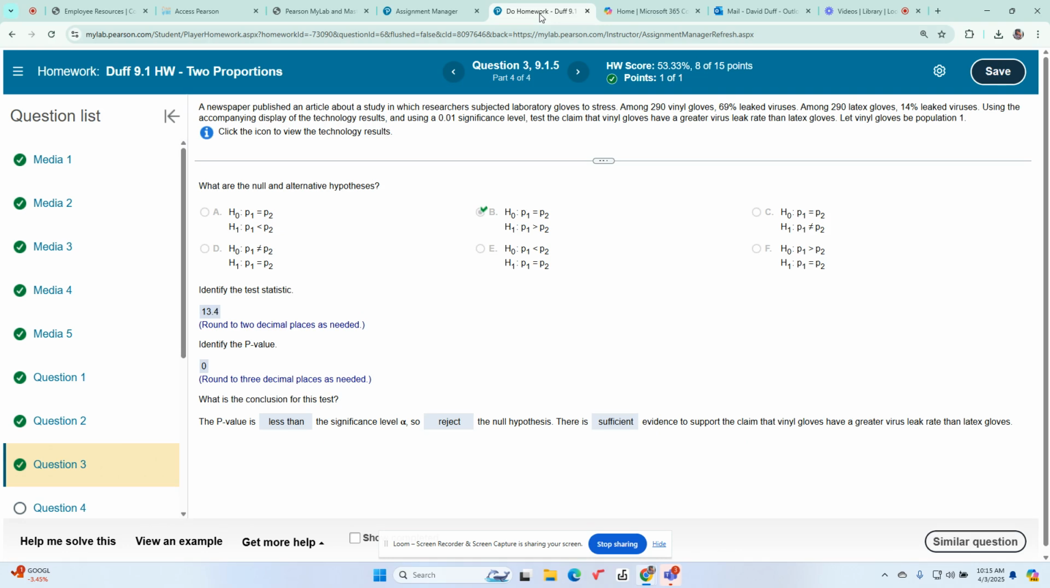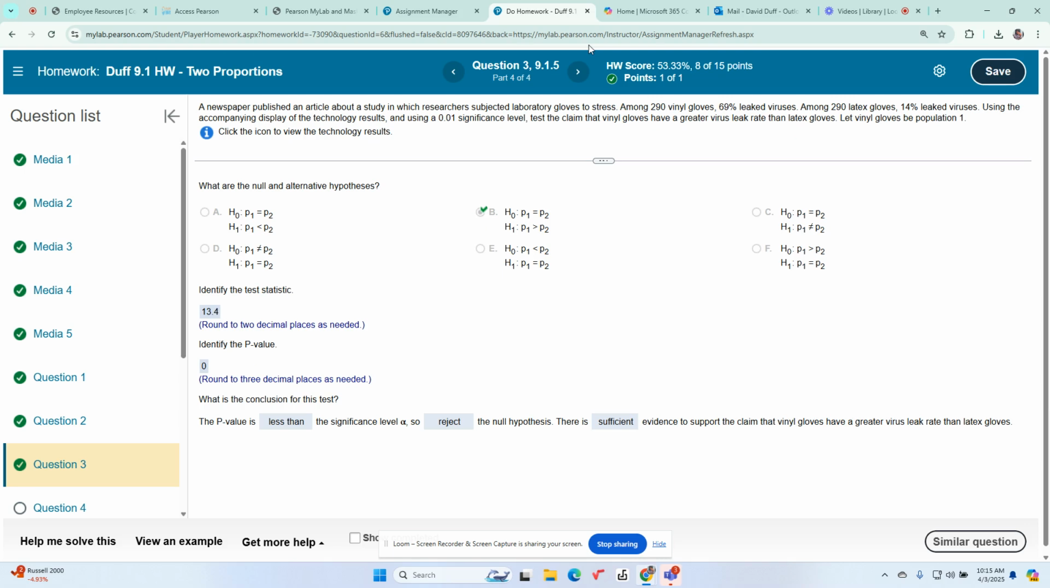I actually didn't use the accompanying display. I'm just doing this in StatCrunch. But we have an alpha level of 0.01. We want to test the claim that vinyl gloves have a greater virus leak rate than latex gloves. You look at this question, it looks like they're trying to establish which gloves are better to use in a lab. And the evidence is suggesting that it's the latex gloves.